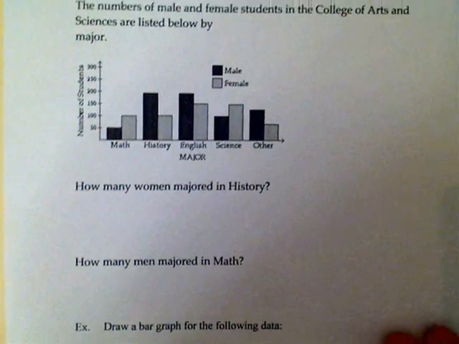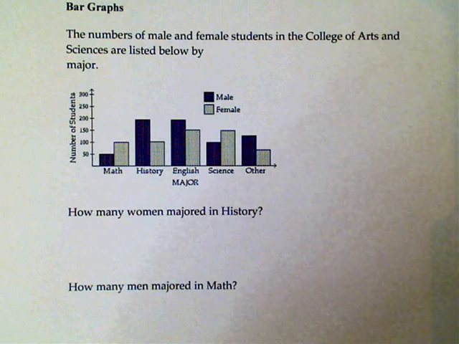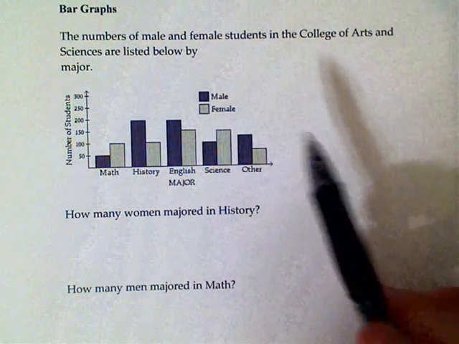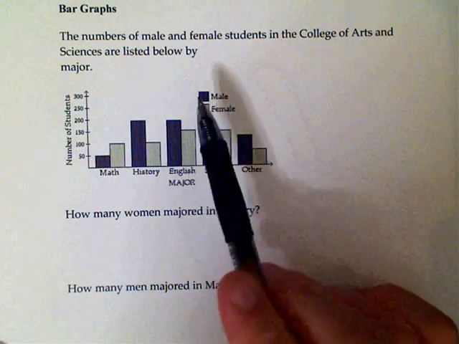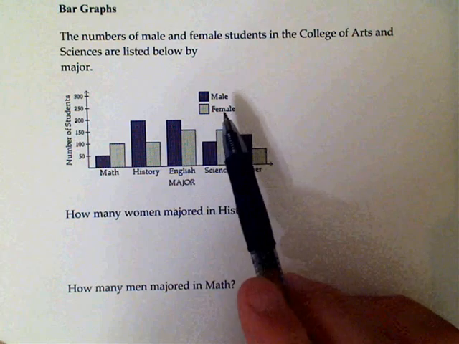Now, let's look at a bar graph. A bar graph is what you think it is. It's a graph that consists of bars. Now this is actually a double bar graph. Most times you'll just have a single bar graph, but this is a double bar graph. The dark ones, according to this, represent the males, and the gray ones represent the females.